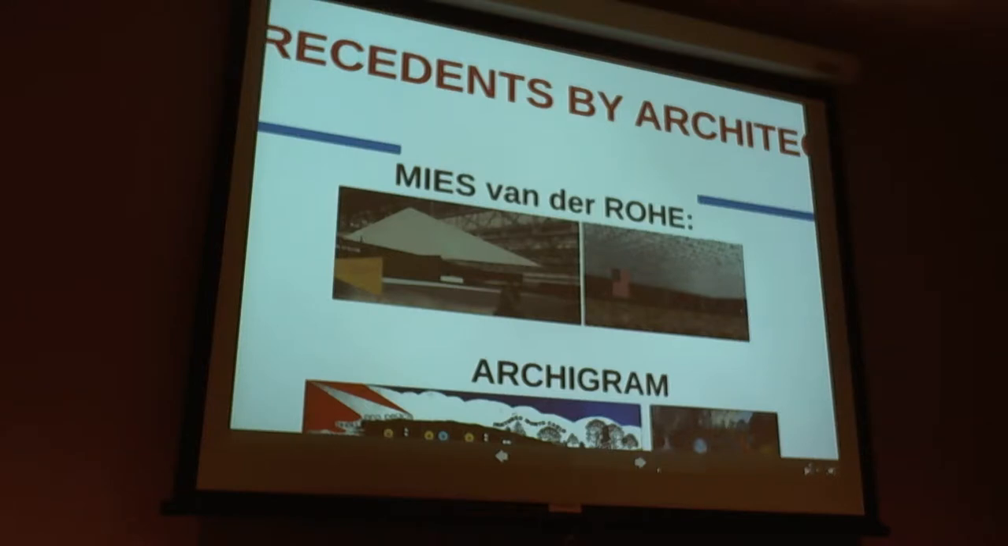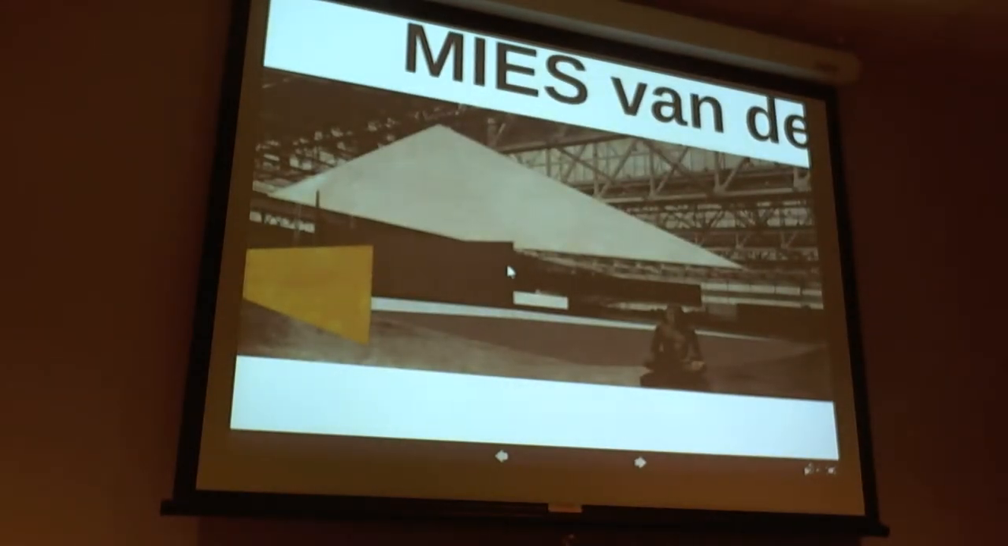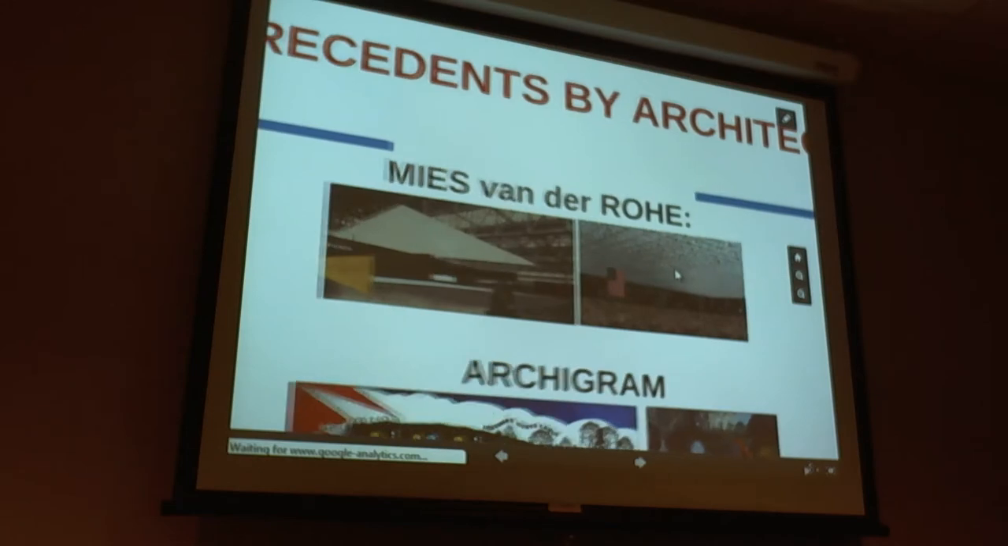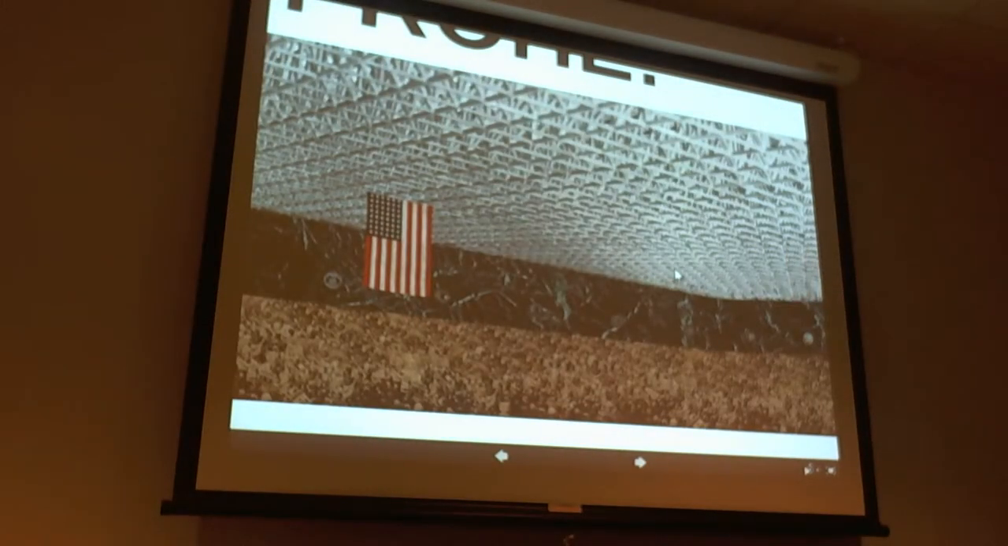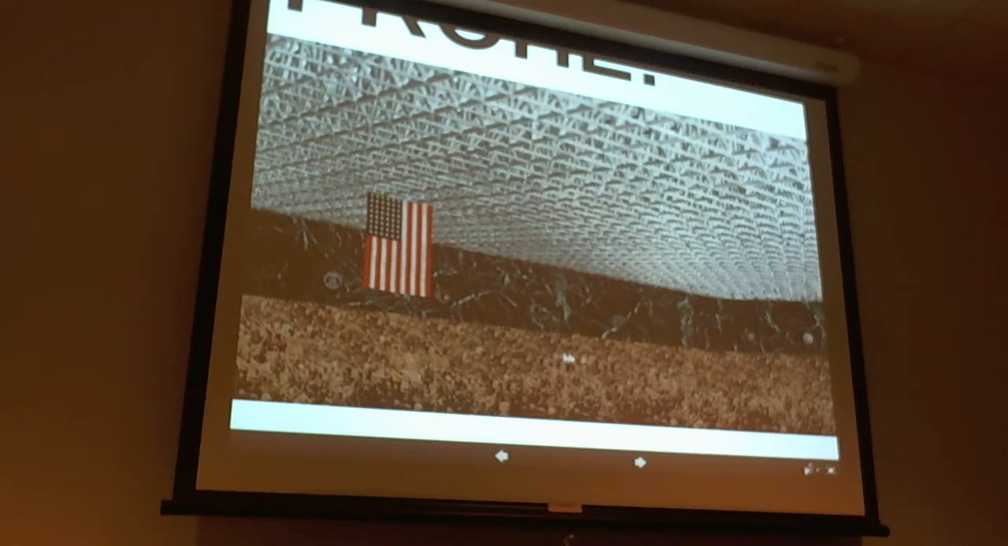And right here we have Mies van der Rohe, and these are photomontage studies for a concert hall. And he has another photomontage study for a convention hall project. All of this right here is a photomontage, as well as this American flag. And what he was doing, he was studying space.